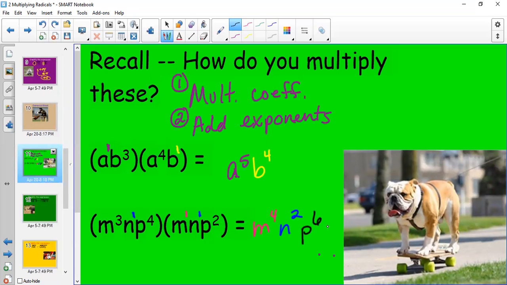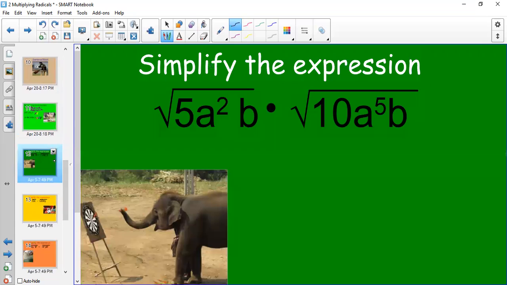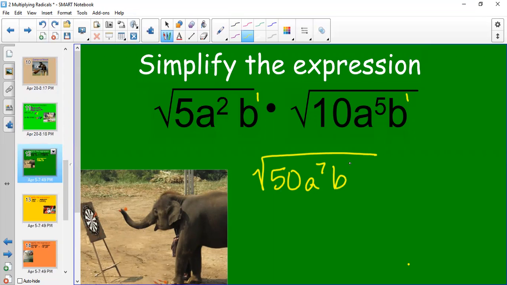All right, so let's apply that now to our radicals. Nothing outside, so I just need to multiply inside with inside. So 5 times 10, 50. We have a to the 2nd times a to the 5th. That gives us a to the 7th. And b to the 1st times b to the 1st gives us b to the 2nd.